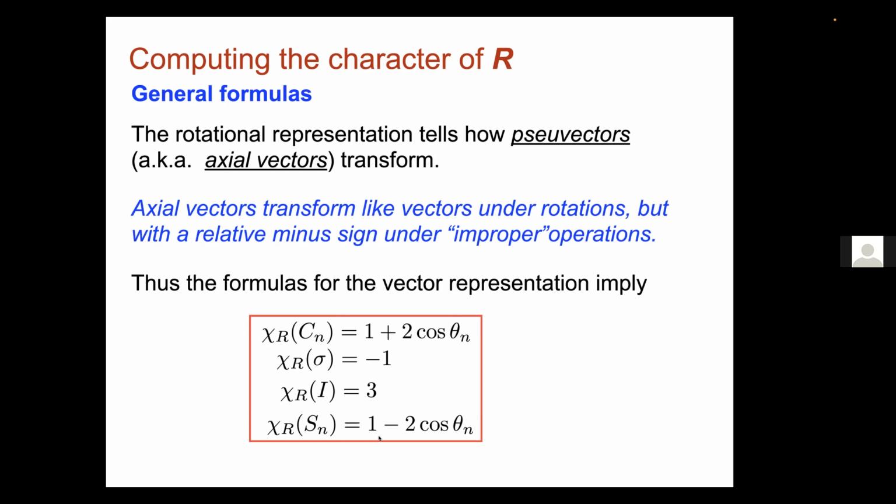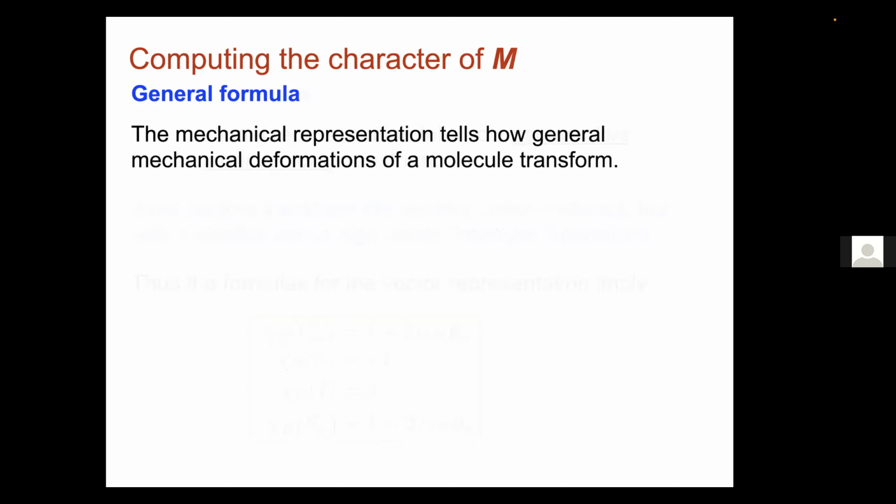For instance, the molecule we are considering is a 15 dimensional representation. I have to construct 15 by 15 matrices. However, we'll see that the formula for the character is extremely simple. So I'll do it step by step. The mechanical representation tells how general mechanical deformations of a molecule transform.